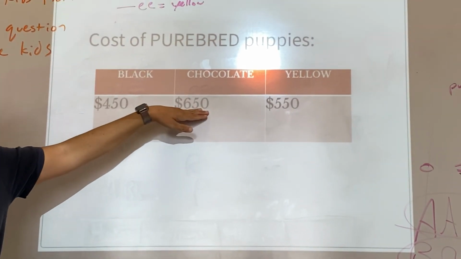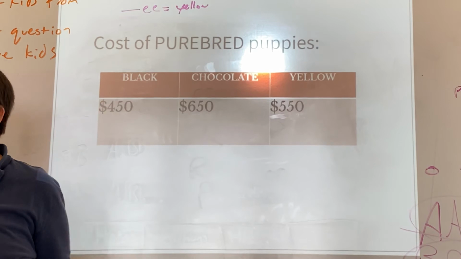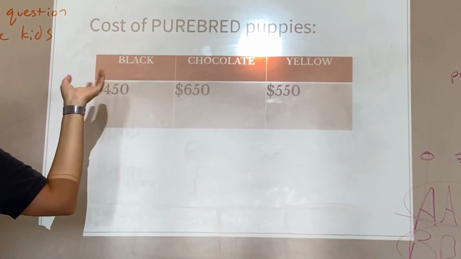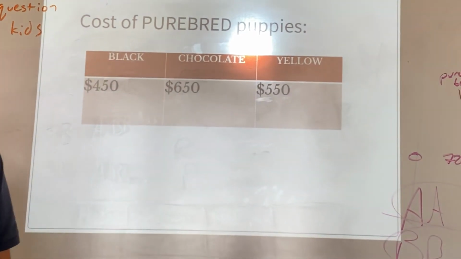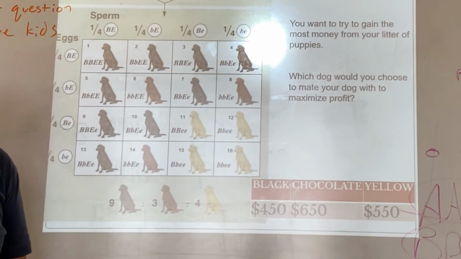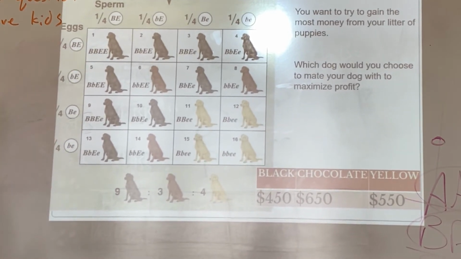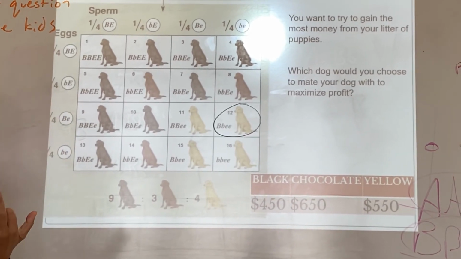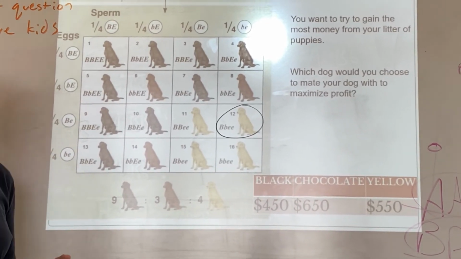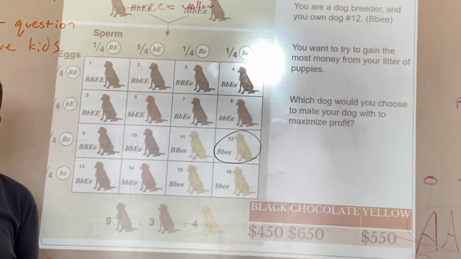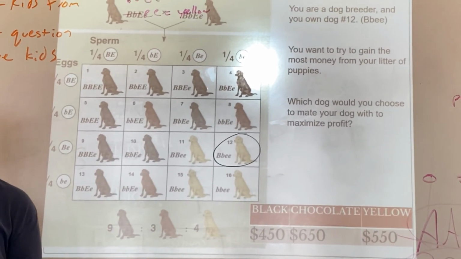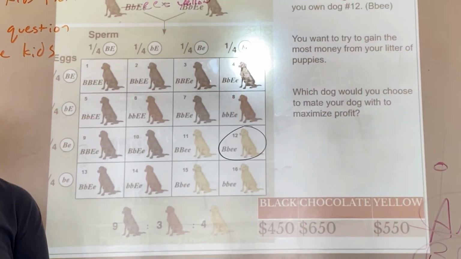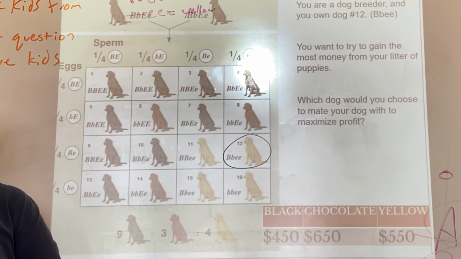You can make the most money with the chocolate lab, and you can make some money with the yellow lab. There are some suckers that I can convince that my breeding operation is better than the shelter, though, so I'll make a little bit of money with black labs. All right? So, I own dog number 12 already. You've got to pick which other dog I should buy to start my sketchy puppy mill so that I make the most amount of money. Don't do that for real, by the way. Puppy mills are bad.